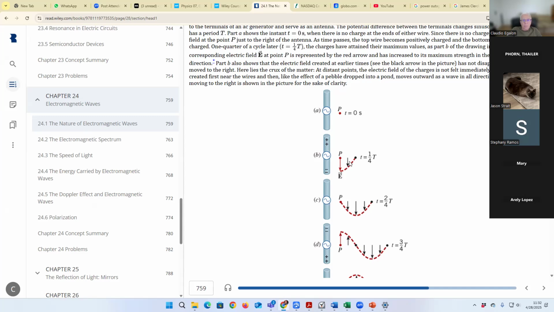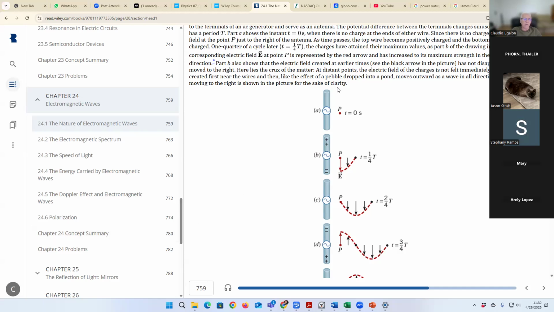Because the voltage here is 0, the electric field associated with this device is going to be 0 as well. But as the charge builds up in this generator, the electric field increases. Okay, notice the direction of the electric field is from the positive to the negative direction, right? Here you go. Here's the electric field vector.